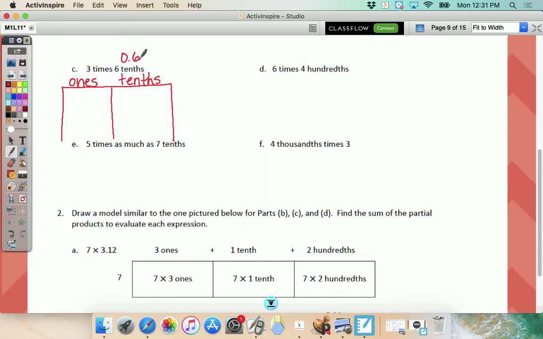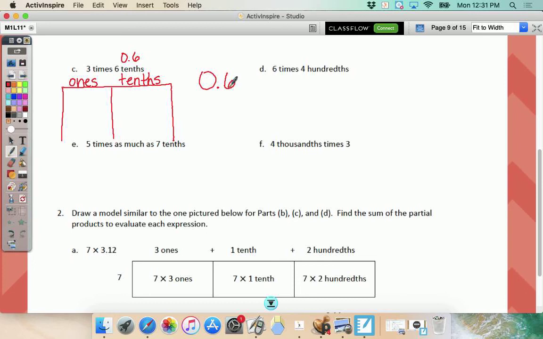0.6. Okay. And when I'm doing a multiplication problem, one of those rules we've been using doesn't apply anymore. The lining up the decimals rule does not apply when you're multiplying decimals. You don't have to line up anything. Did you hear what I just said? Yes. Okay?